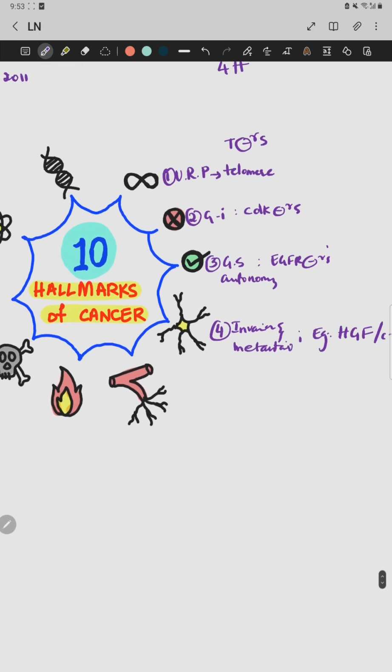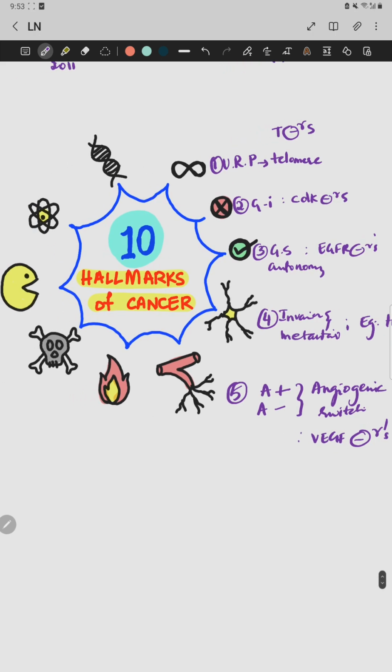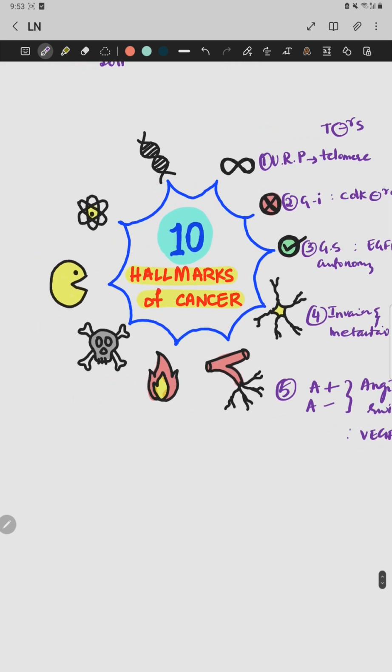And next is angiogenesis. The cancer cells alter the balance between angiogenic inducers and angiogenic inhibitors, which leads to the angiogenic switch. Now here we can use VEGF signaling inhibitors like bevacizumab.